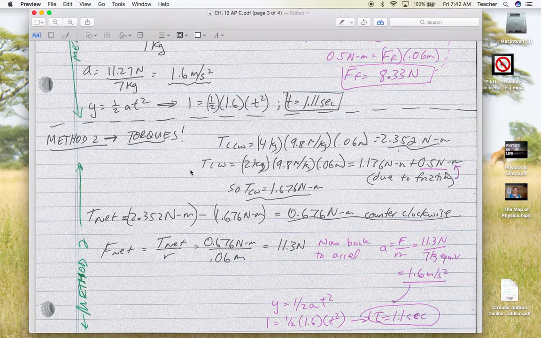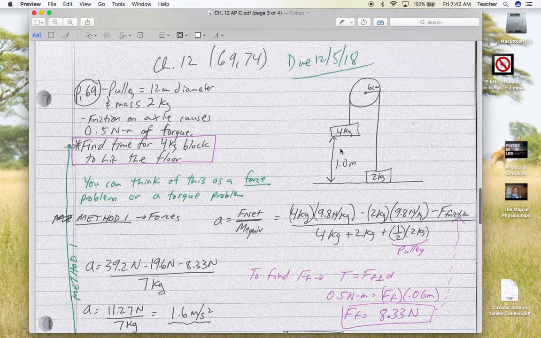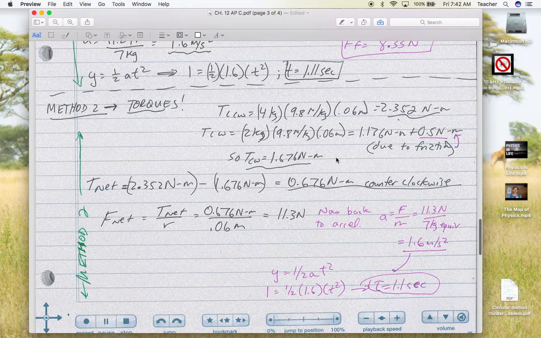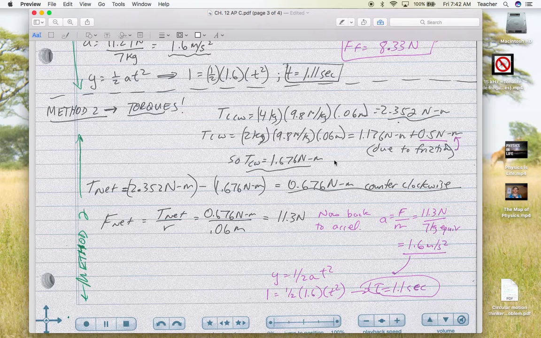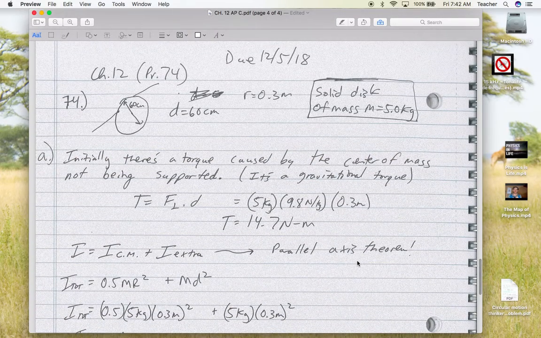Torques I could figure out down here. And I could keep the friction as a torque. I could convert these gravitational forces to torques. And I could think about the angular acceleration that way. I could go back and convert that to linear acceleration using a equals alpha times R. Get the same thing.